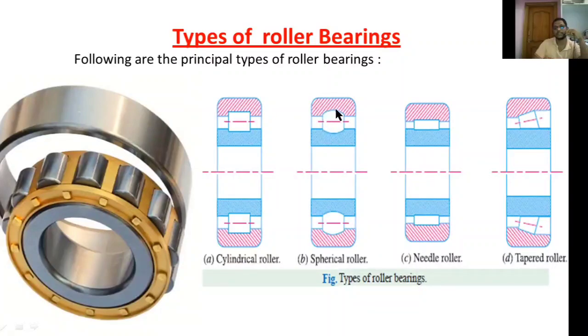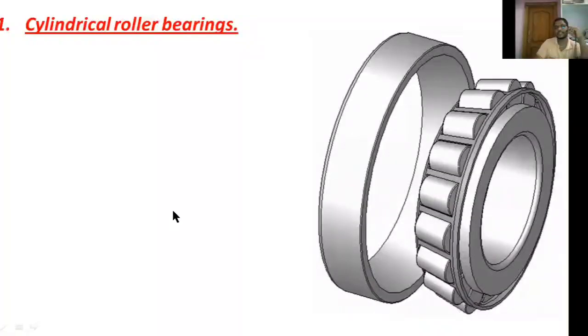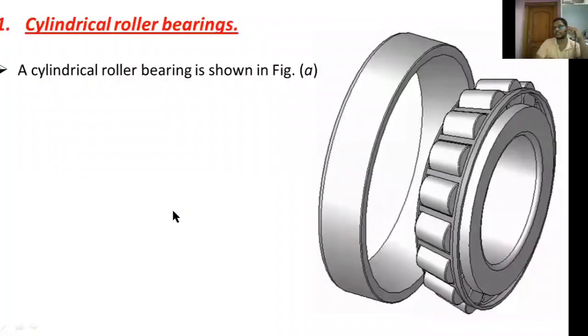So you can observe here the shape is like a spherical shape. In needle roller bearings, the diameter of the roller is very small as compared to other roller bearings. Now, the first one is cylindrical roller bearings. A cylindrical roller bearing is shown here. Here, these are the rolling elements. We are using rollers as rolling elements, and this one is the outer race. The outer race is a fixed element, and this one is the inner race. Here, we are using a groove for the inner race.